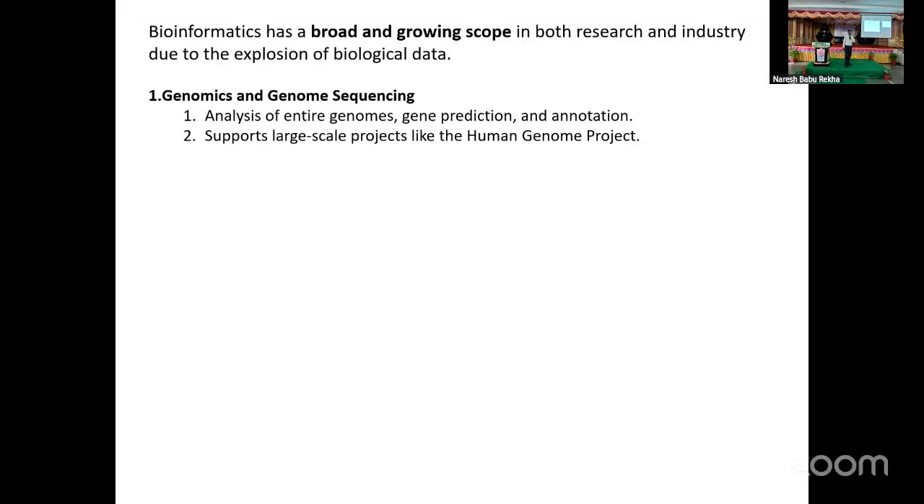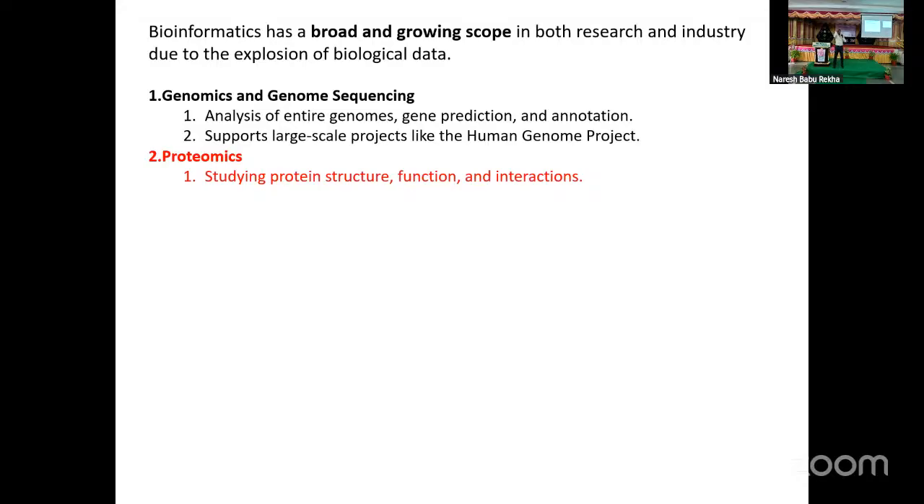So we require the genome project. Then proteomics. So we have a gene and we have a protein. The study of the proteins is proteomics, right? So proteomics is studying the protein structure, protein properties, protein function, and protein interactions. The protein-protein interactions, we used to say. So how will the proteins interact?